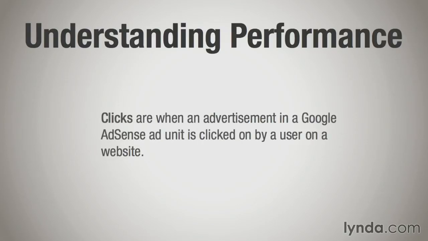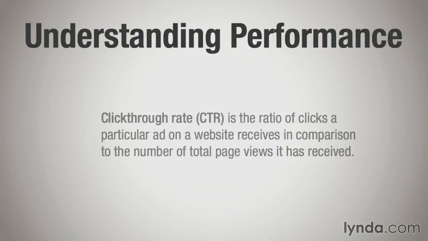The second term is clicks, which is pretty straightforward. When a user clicks on an advertisement in a Google AdSense ad unit, a click is recorded, and we'll see that in the performance reports. Click-through rate is the ratio of clicks a particular ad on a website receives in comparison to the total number of page views it has received. So for example, if you receive 100 page views on a certain advertisement and it was clicked once, your click-through rate is going to be 1%.